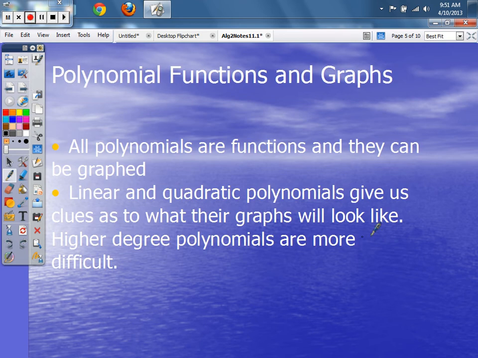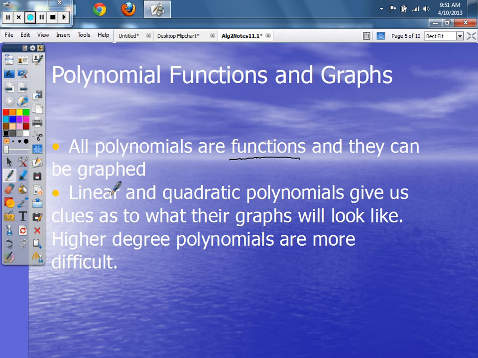Okay, they're graphs. All polynomials are functions, because you can plug anything into them and you'll only get one output. So everything we plug in, we'll just get one output. Therefore, by definition, they are functions. We can graph them. If you graph them, it will be a smooth curve. Linear and quadratic polynomials give us clues as to what the graphs will look like. Higher degree ones are more difficult, and we will talk about them some this chapter.